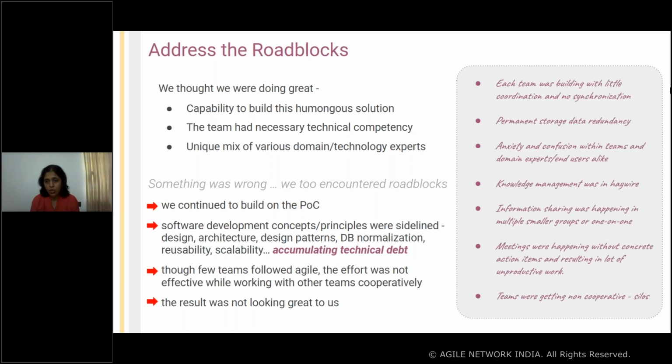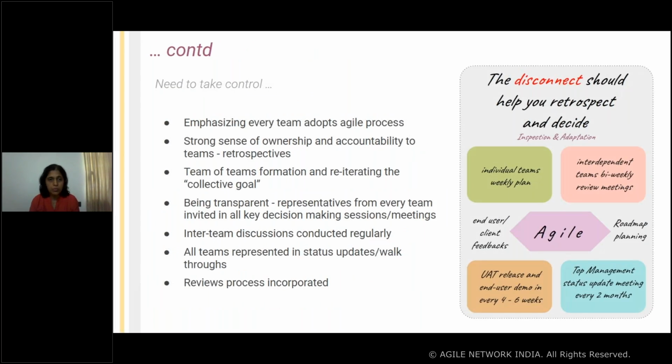Meetings were happening without concrete action items, resulting in a lot of unproductive work. Teams were becoming non-cooperative. That means slowly silos were starting to build. So that was when we decided that we had to take control.